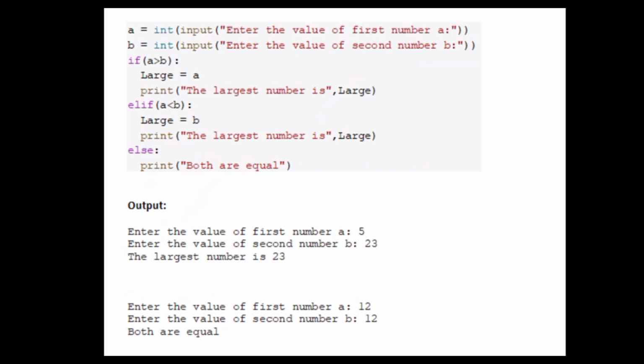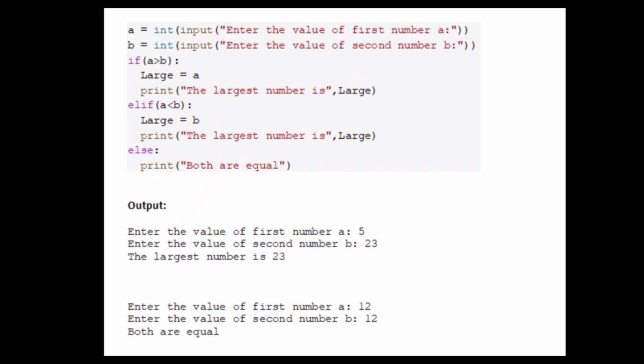Here the answer is: a = int(input("Enter the value of first number a:")), b = int(input("Enter the value of second number b:")), under double quotes. If a > b: large = a, print the largest number is large. elif a < b: large = b, print the largest number is large. Else: print both are equal.